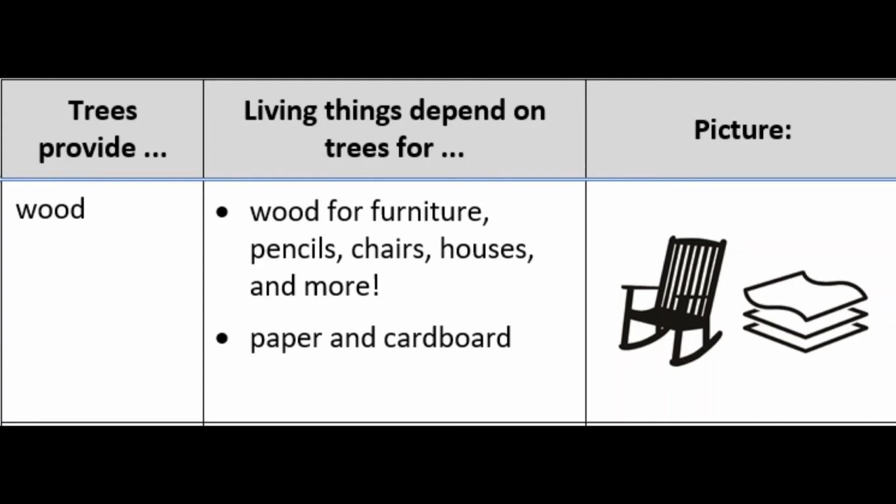The first thing that trees provide is wood. Now, living things depend on trees for wood for furniture, pencils, chairs, houses, and more. They also depend on trees to provide wood for paper and for cardboard. So I'll put a picture of a chair and some paper here to show that trees provide wood and that living things like people depend on trees to give us wood for chairs and for paper.